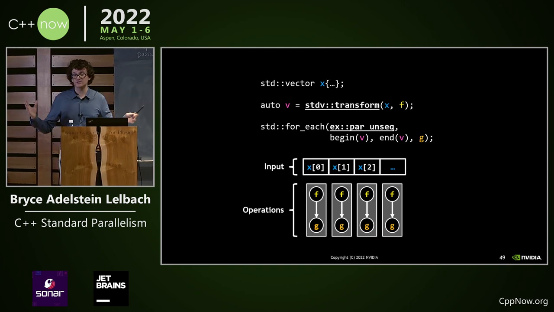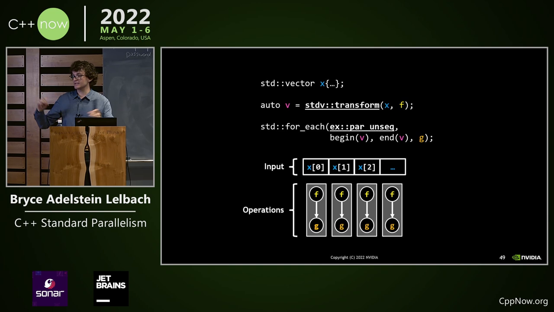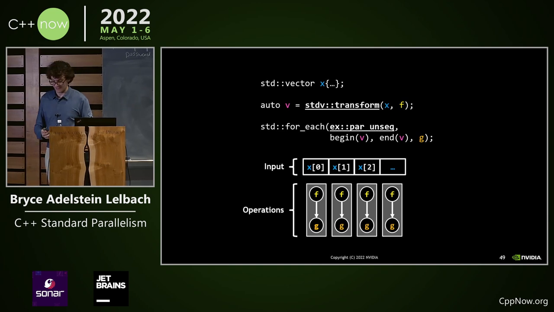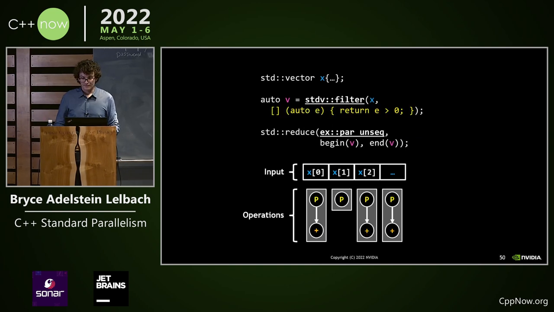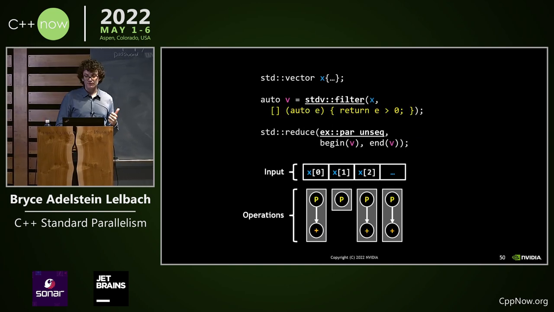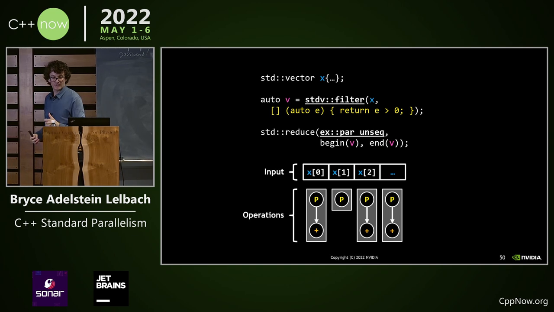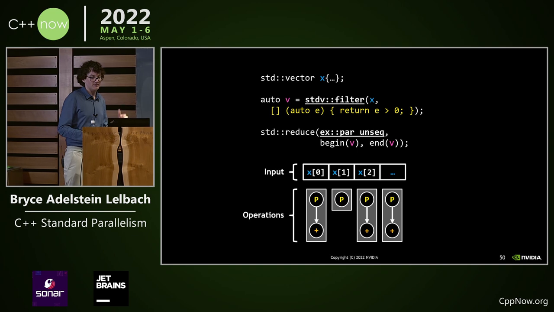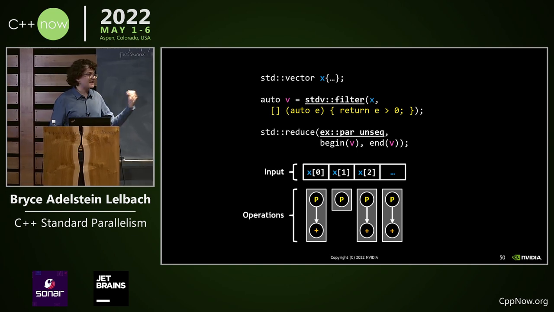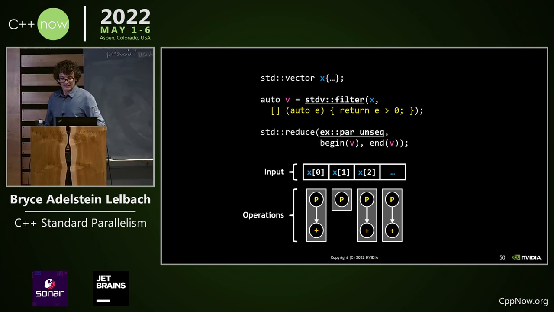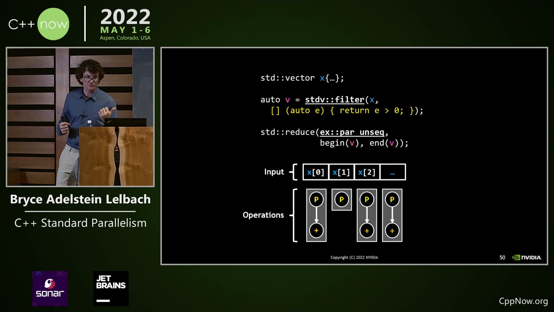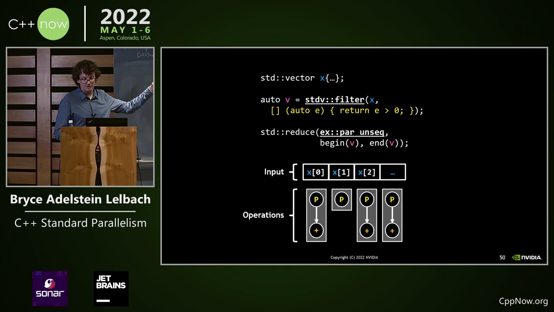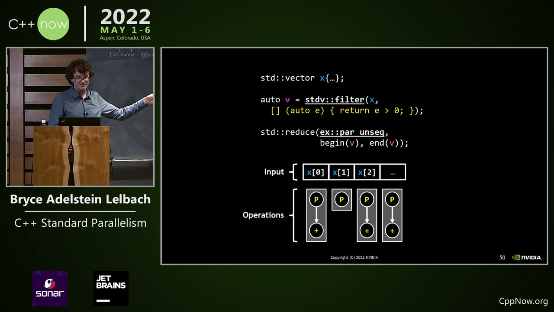For example, if you're doing two operations that are completely independent of each other and element-wise, then it's probably going to be just fine to fuse them together. Another useful range adapter is filter, which takes an input range and a predicate function and produces a range of all elements of the input for which the predicate returned true. Again, this is done lazily. The predicate isn't evaluated until the elements of the returned range are accessed. So here we use filter in combination with a parallel reduction to sum only the positive elements of a container.